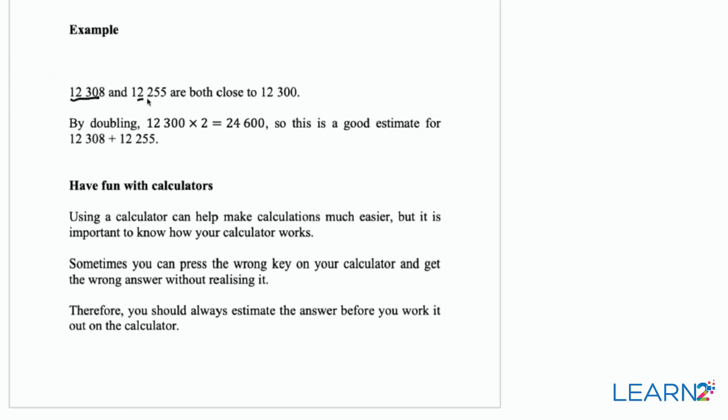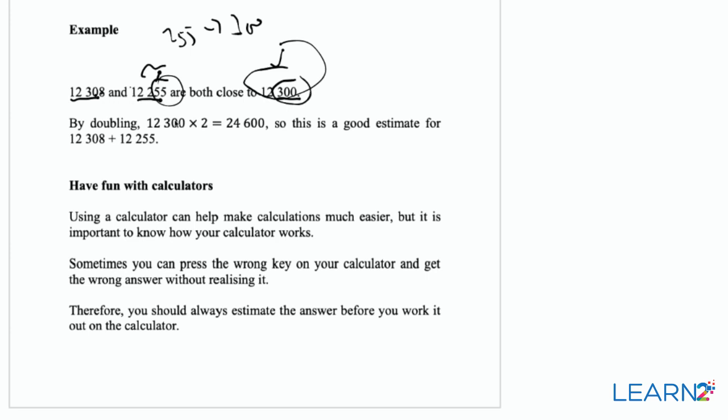12,308, 12,255. Both of these are close to which number? Well, you could round it to the nearest 100. So 12,308 is close to 12,300. 12,255, it's greater than 5, so you could take the 255 up to 300. So both of them are close to 12,300.